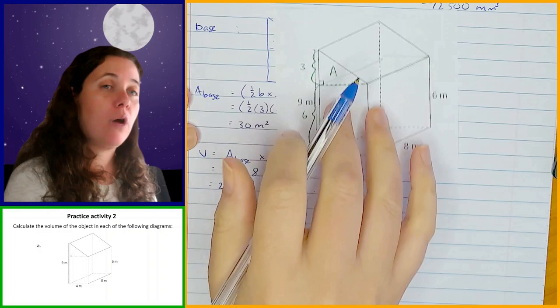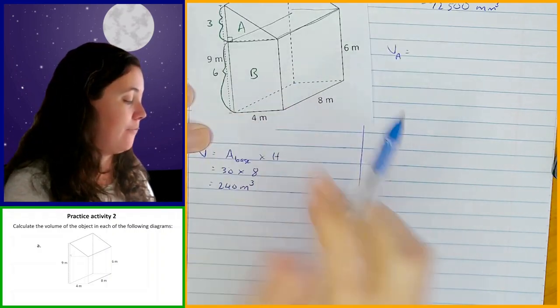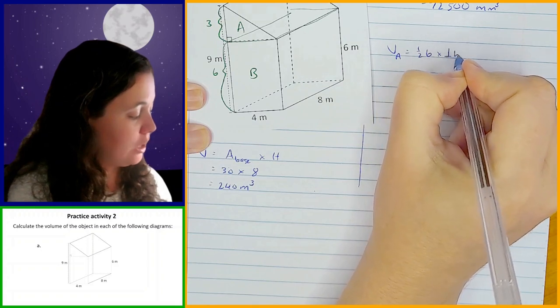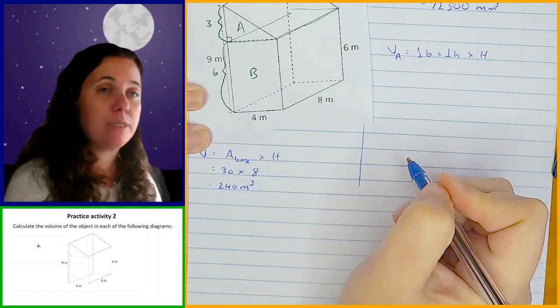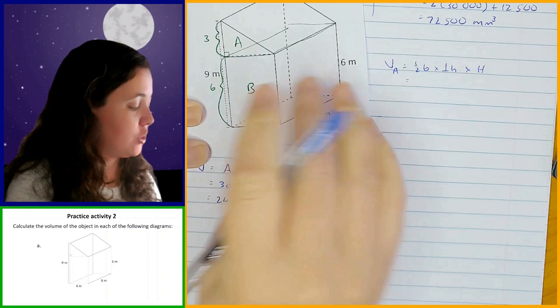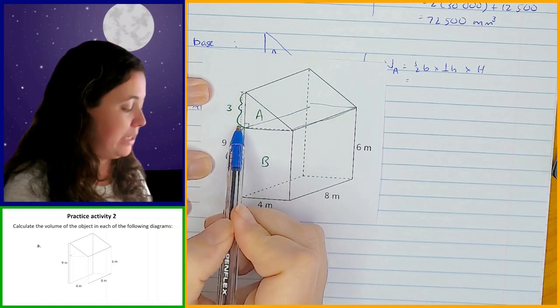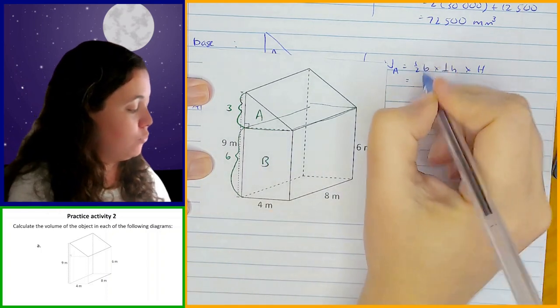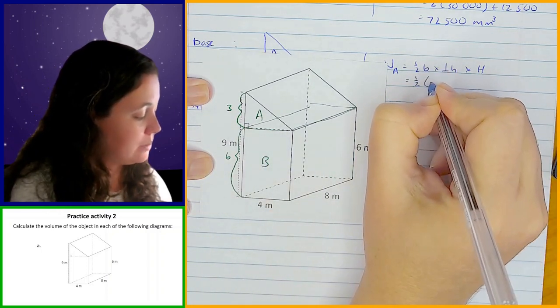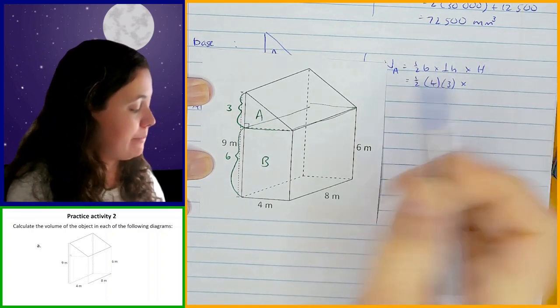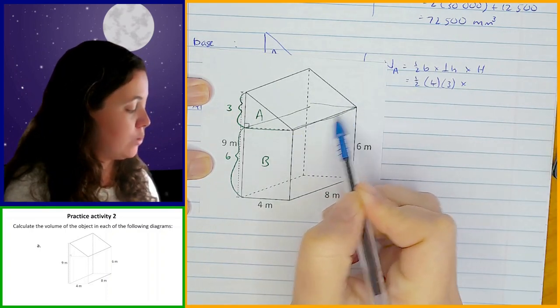it's a triangular prism, so I'm going to have half base times the perpendicular height multiplied by the height of the prism. Okay, so that's going to be, just like we had in the previous one, the height of the triangle is 3, the base of the triangle is 4, so it's half times 4 times 3, or 3 times 4, it doesn't matter, multiplied by the height, that's the distance between the two triangles, which is 8.